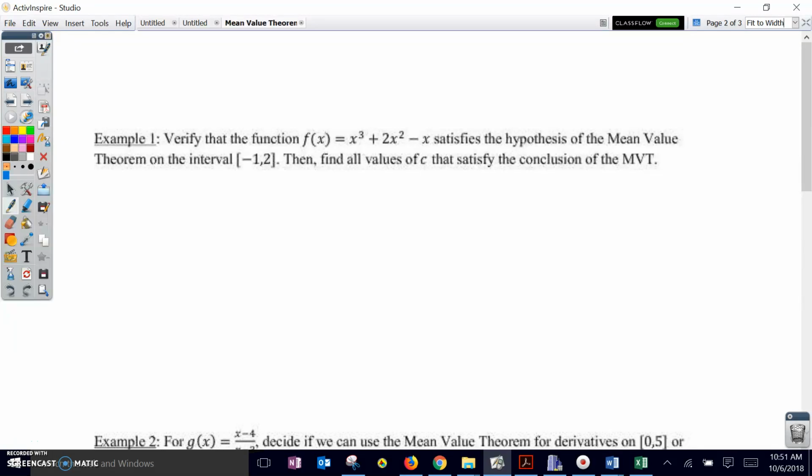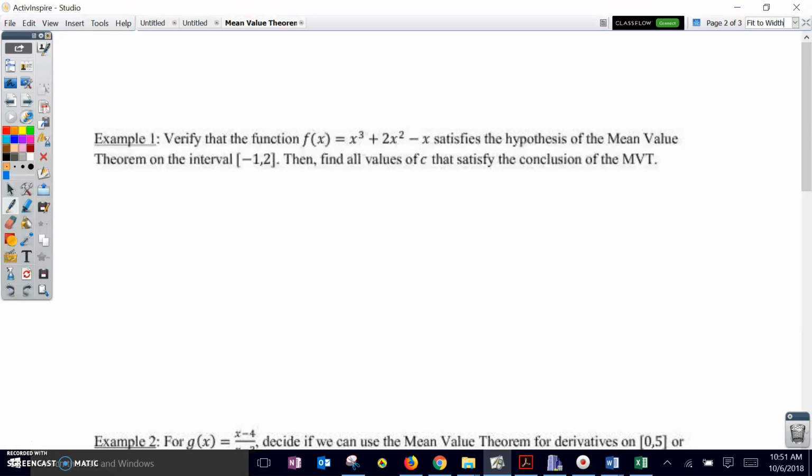Alright, welcome back everybody. In this video we're going to look at the examples from our mean value theorem lesson. Make sure you've read through the text on the first page of this lesson and you know what the mean value theorem is. And then it'll be a little bit easier for us to approach these examples.